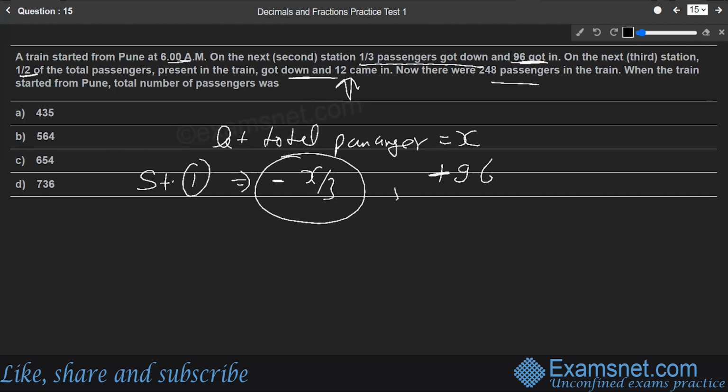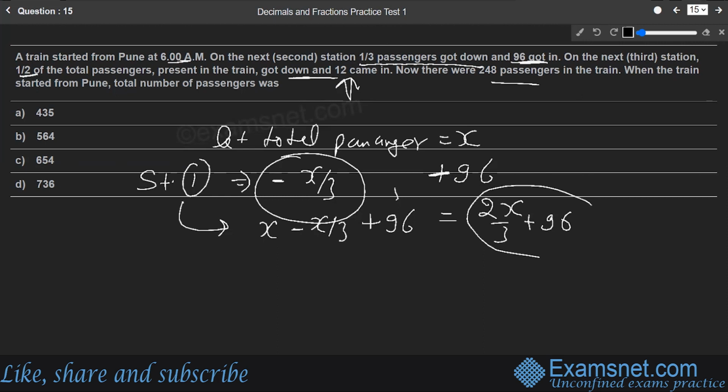So after the train departs from station 1, the strength would have been: x was originally there, x by 3 got down, so minus x by 3, and 96 got in, so plus 96, which is equal to 2x by 3 plus 96. So after the train departs from station 1, the strength is 2x by 3 plus 96. Now it reaches station number 2, that is the next station.